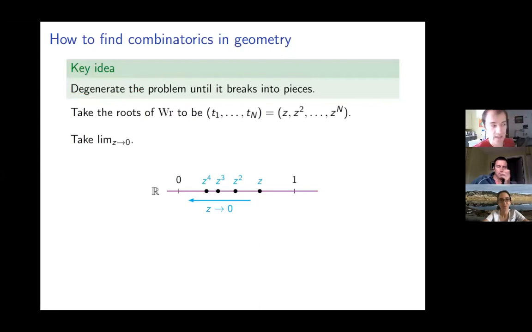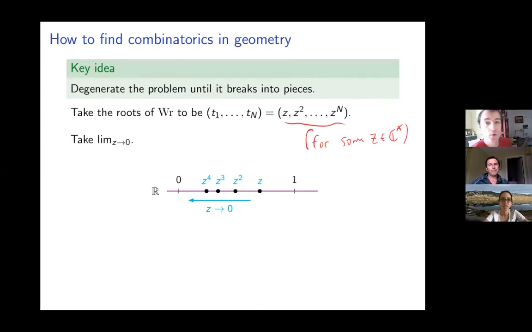So here's how it works in this case. We're going to look at the version of this problem where the roots are a tuple of this form, where we fix some z in C, and let's say that z is not 0.